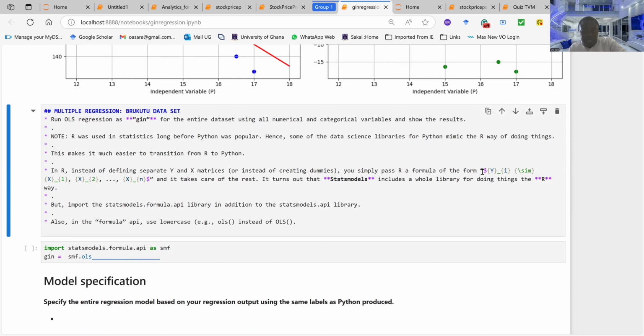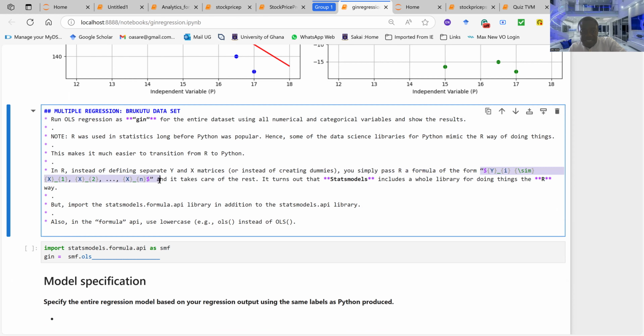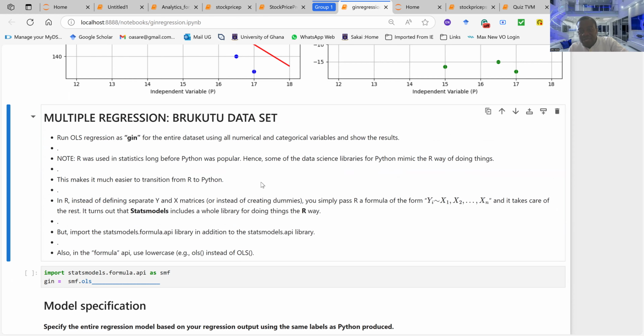For example, when I double click, you see that anytime you want to write LaTeX, you need to bring a dollar symbol in front and behind it. And then you can write it. Then when you run it, it looks beautiful like a mathematical equation. Anyway, this function will take care of the rest. And the statsmodels that we activated for the linear model includes a whole library for doing things in our way.